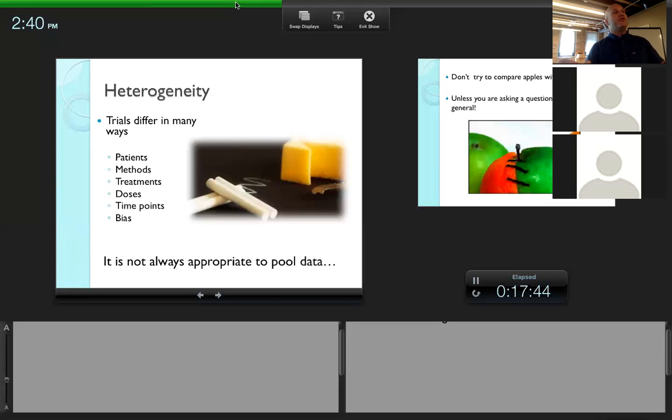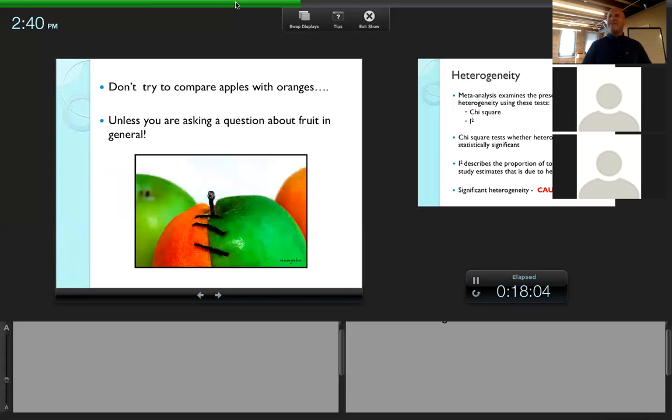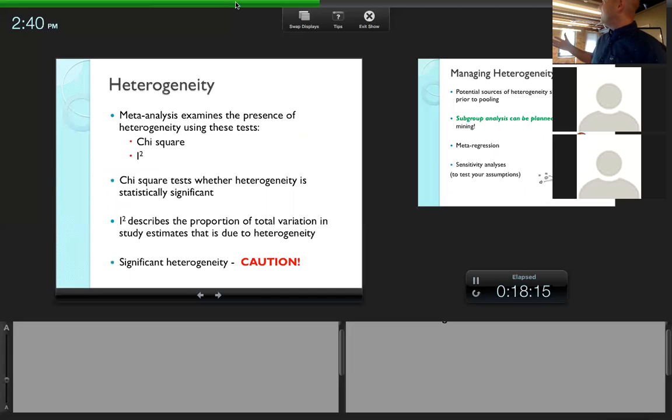But the decisions that the researchers make in planning their analysis affect what conclusions you can draw from the evidence. Good researchers will be very clear about that. You might have to make your own judgments about that if they're not, or you don't agree with them. So it's not always appropriate to pool data, okay? So the great line is you don't compare apples with oranges. Unless, of course, you're just asking a question about fruit, right? In which case, maybe you would. That makes sense? Cool.